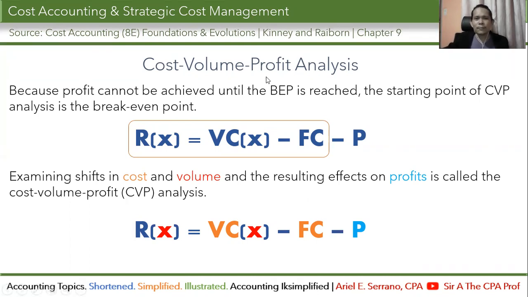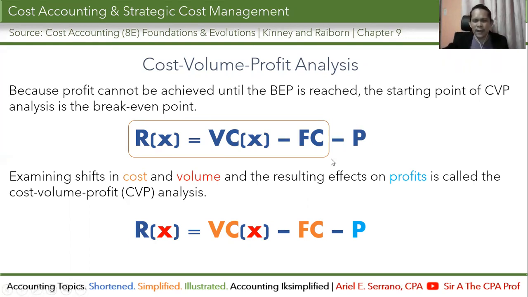Only that the starting point of our CVP analysis is your break-even point, which is this part na ito, no? Itong part na ito, Rx equals VCX minus FC. And remember that at the break-even point, there is no profit or loss. So for us to achieve a profit, no, kinakailangan ma-meet muna natin yung minimum natin, is your break-even point. Okay? So this is the starting point.